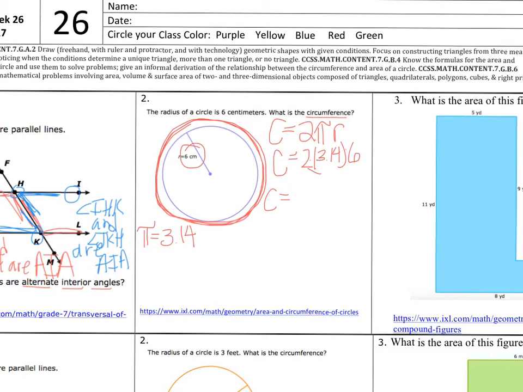So I'm just going to multiply these two. 2 times 6 is 12 times 3.14. It doesn't matter what order you multiply them in. Well, you're going to multiply them anyways.